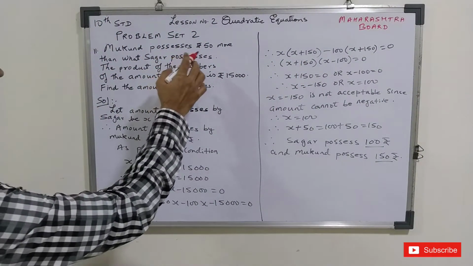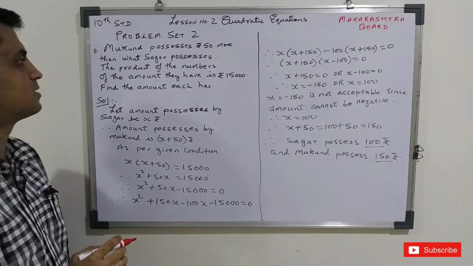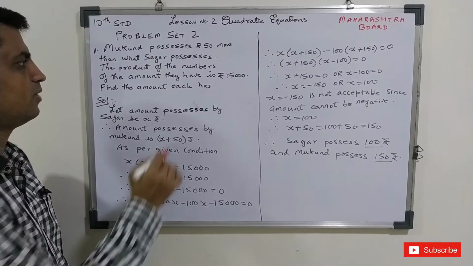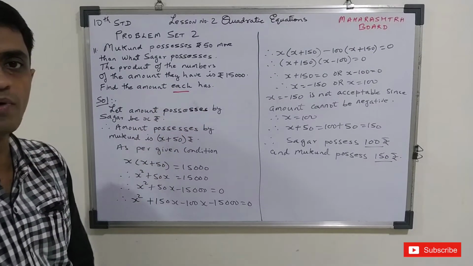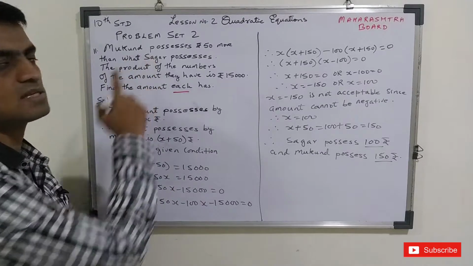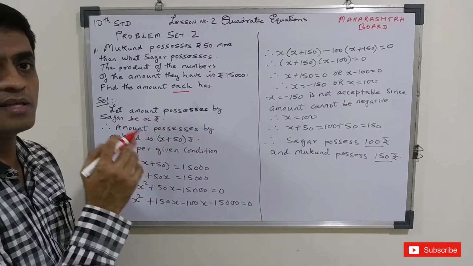Mukund possesses rupees 50 more than what Sagar possesses. The product of the numbers of the amount they have is rupees 15,000. Find the amount each has. What did I ask you to find? Find the amount each has. Each means who? Mukund and Sagar. Now whose information is not given?